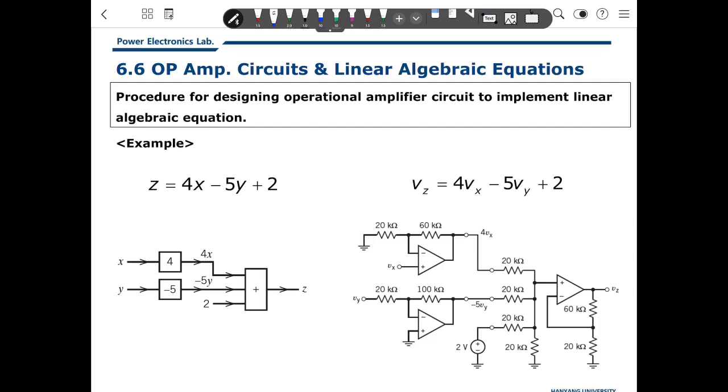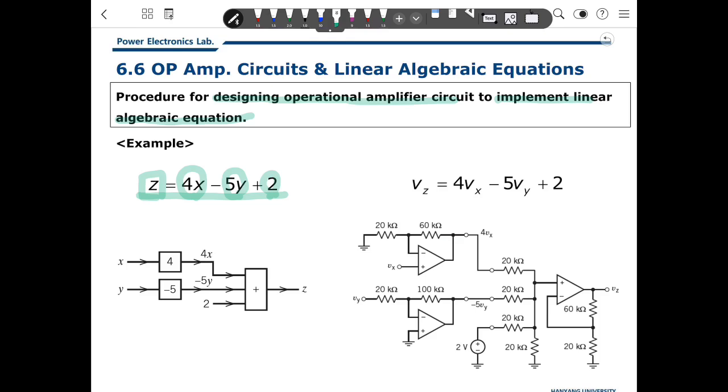In this chapter we will discuss how to implement linear algebraic equations based on op-amp circuits. This is a procedure for designing the operational amplifier circuit to implement an algebraic equation. Based on one example, we implement the operational equation. If you want to calculate this equation, 4x minus 5y plus 2, which is a constant being added, the result is 0.